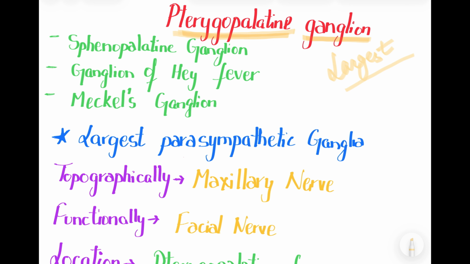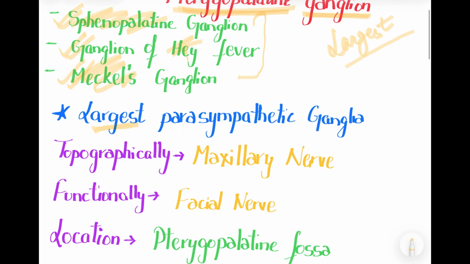This ganglion is also called the sphenopalatine ganglion, ganglion of hay fever, and Meckel's ganglion. So these are the three other names of the pterygopalatine ganglion: sphenopalatine, hay fever, and Meckel's ganglion. As I have said, it is the largest ganglion among all the others that we have talked of. So this is your pterygopalatine ganglion.